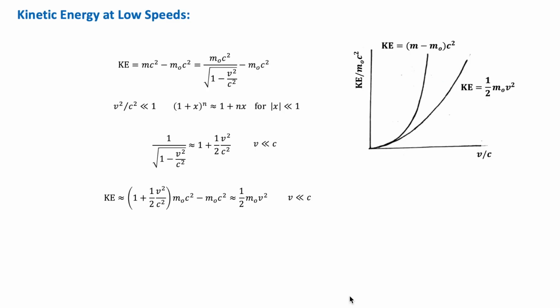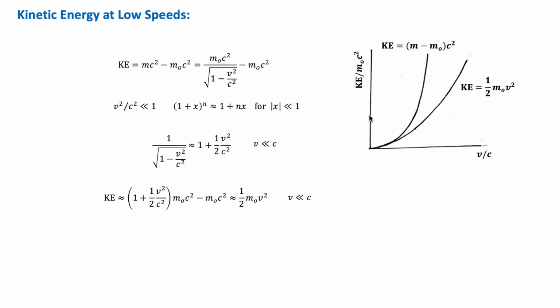So if the relative speed v of the moving object is small compared to c, then the relativistic kinetic energy will reduce to this familiar classical expression. Because v squared over c squared is much less than 1, we can use this binomial approximation, and if we substitute for x here, we get the classical expression of half m naught v squared. And so classical mechanics represents an approximation that is valid for v much less than c.